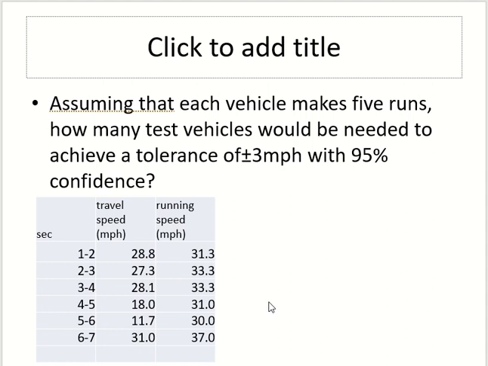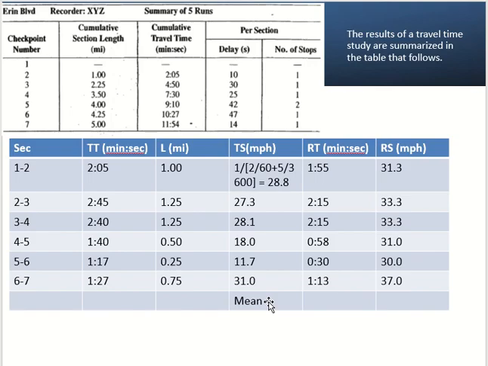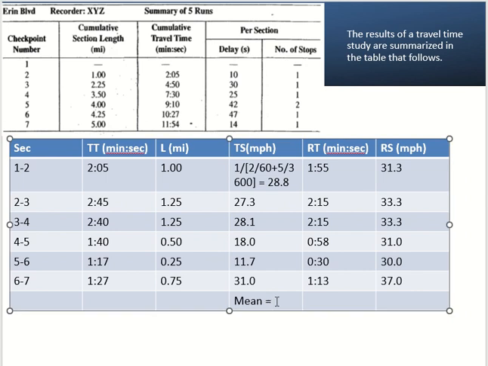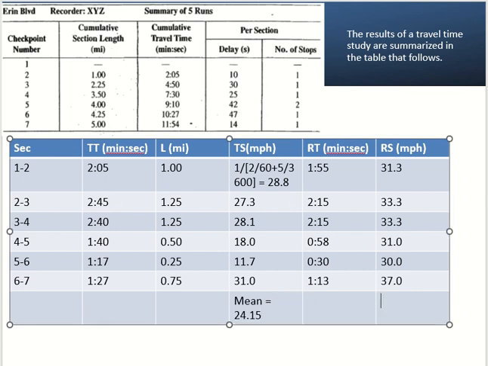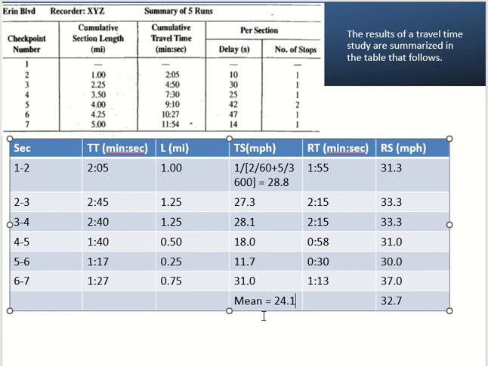Okay, give me the mean values. The mean for travel speed 24.15. And for running? 32.68.